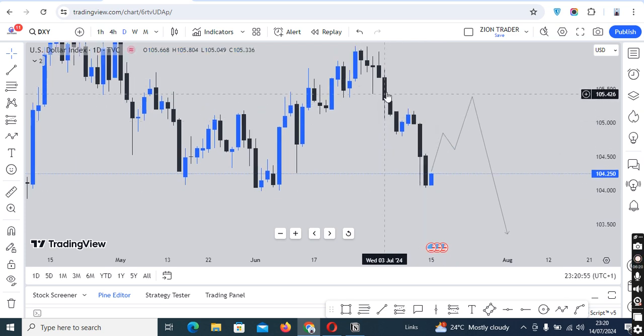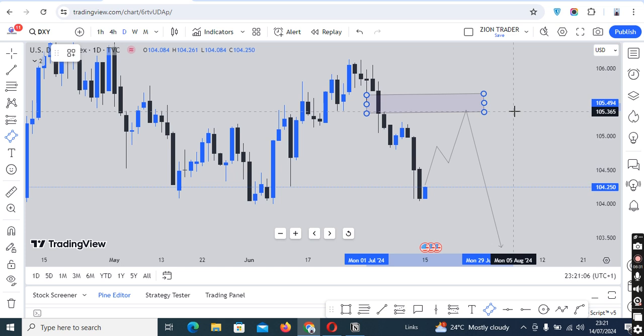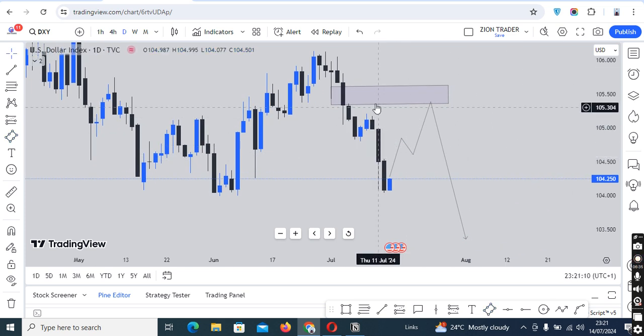Last week I was anticipating price to trade into this fair value gap we can see right here. This is called an IOFED, a fair value gap that has, you can see, a low in it. This is what I was expecting price to trade into last week, but it failed. Instead it continued trading bearish.